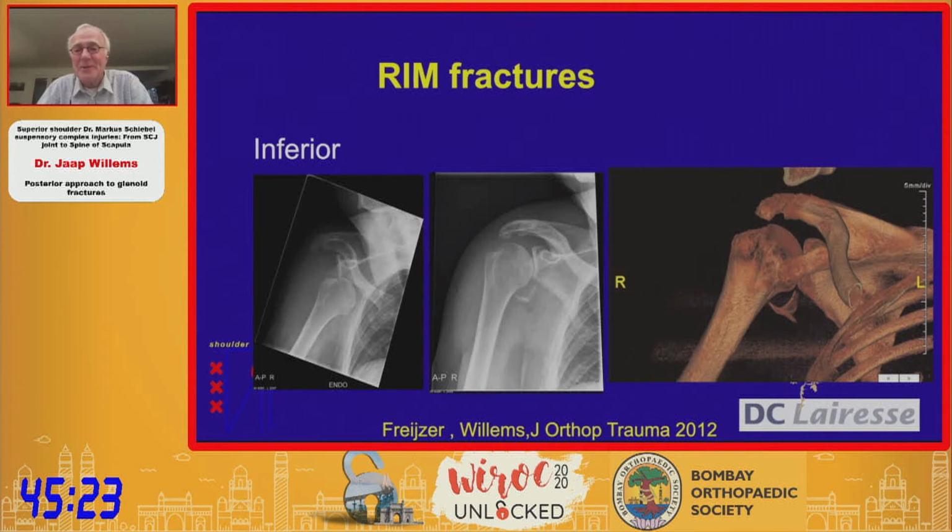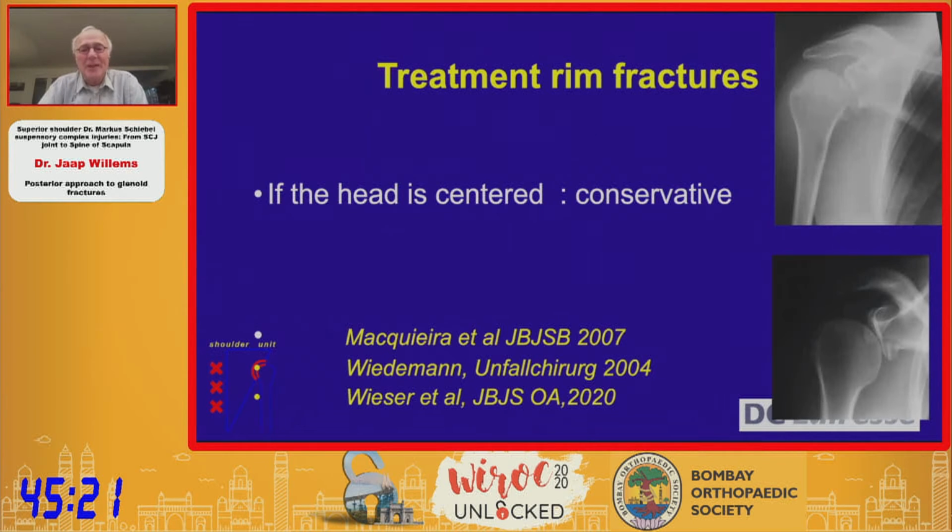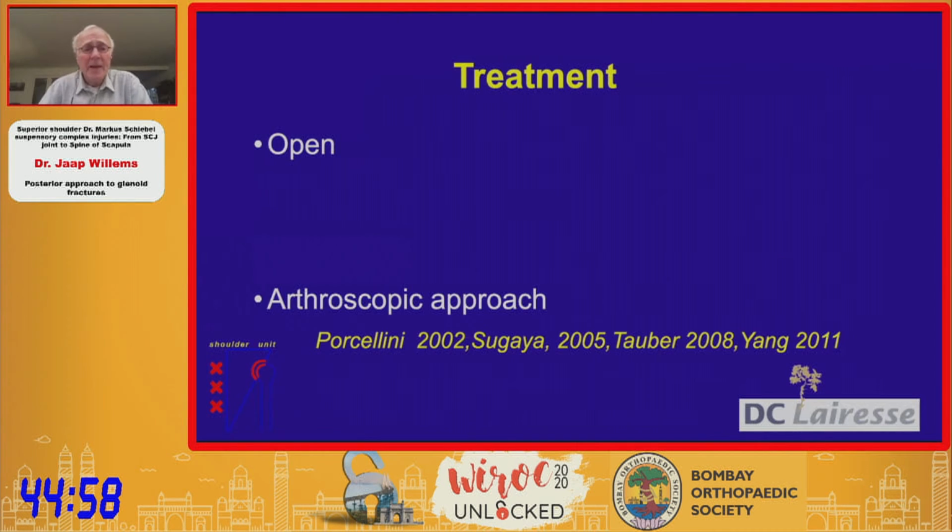Well, the treatment of the rim fracture has been discussed earlier by Marcus. If they are stable and centered, you can remain conservative. Nevertheless, it is important during the first 6 weeks, during the healing of the fracture, to follow the patient, because sometimes after 2 or 3 weeks there is slowly an ongoing inferior subluxation, and then you still have to treat it operatively. The treatment is either open or arthroscopic and has been described already nicely. I show a case here.